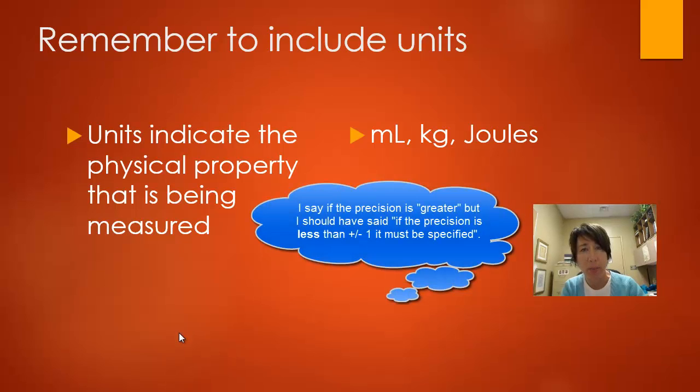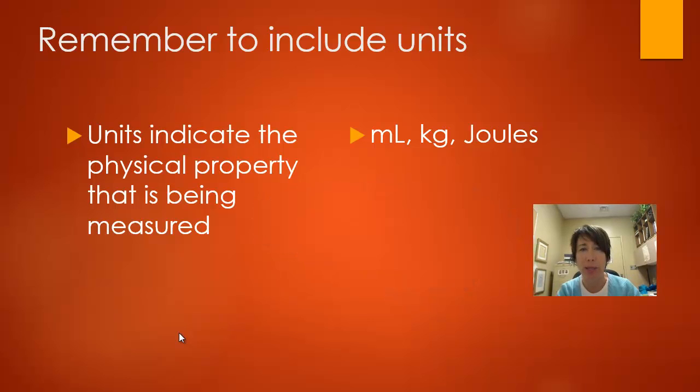I am going to go through some examples of how to correctly record measurements. My examples do not include units, but I want to say very clearly that units are an important part of a measurement. The units indicate the physical property that is being measured. Milliliters represents volume, kilograms, mass, joules, energy. In a lab report, you must include the units. You will lose points on tests and lab reports if you do not include the units. So let's look at an example.